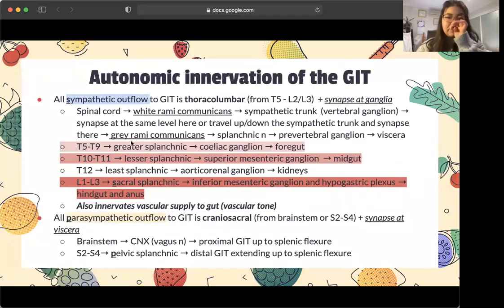And so everything else that needs to be explained is on here. And just remember that if you want to differentiate between your sacral splanchnic, which is sympathetic, just pair S and S, versus your pelvic splanchnic, which is parasympathetic.